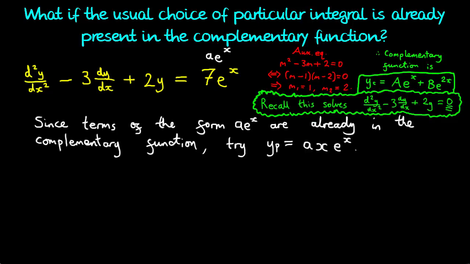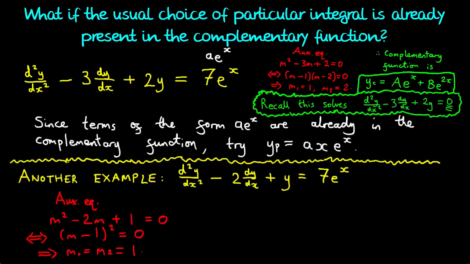So what you do in this situation is you multiply the normal trial function, a e to the x, by x. So instead of using the trial function of a e to the x, we'd use a x e to the x instead. Okay, let's look at another example.